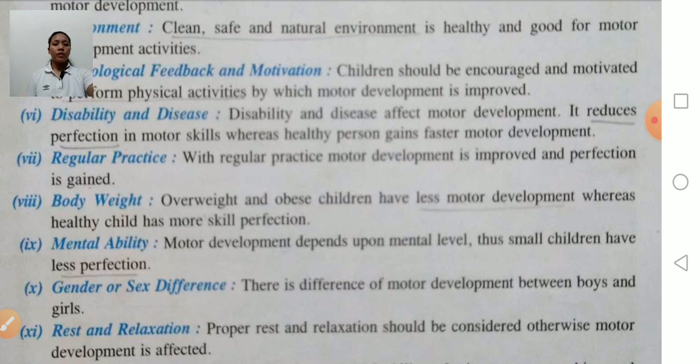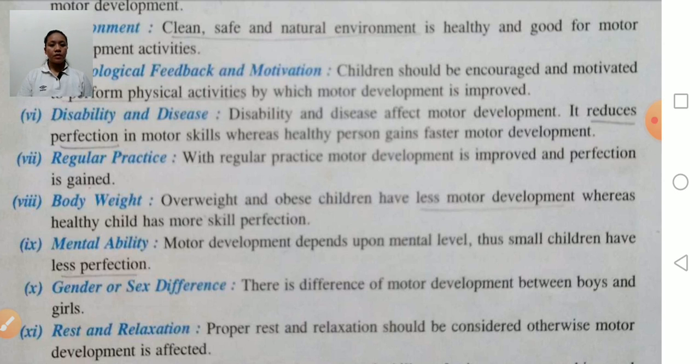Body weight. If the person is overweight or obese, then there will be less motor development. Whereas if the child is healthy, there will be motor skill perfection. There is more skill perfection, and there will be proper motor development.